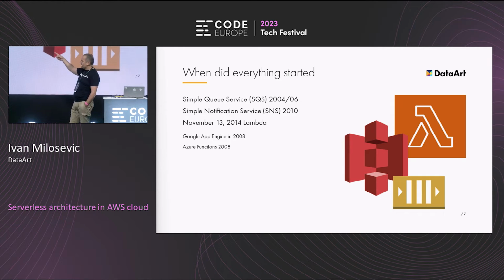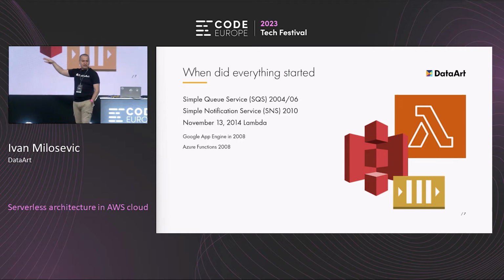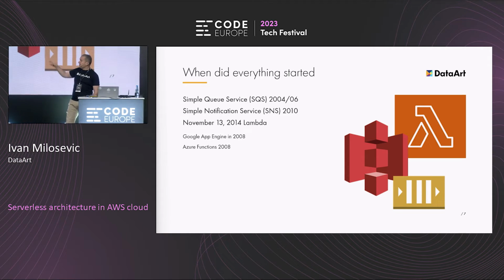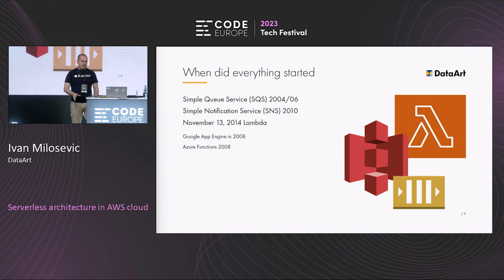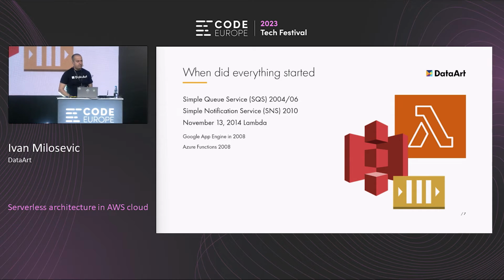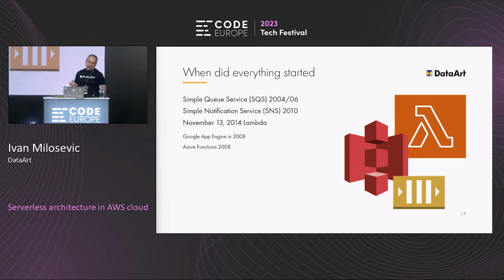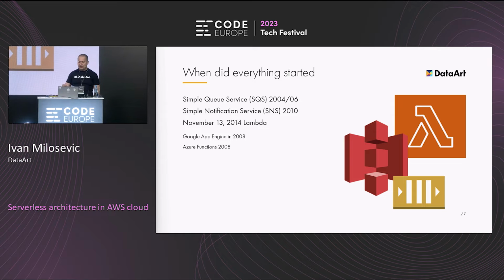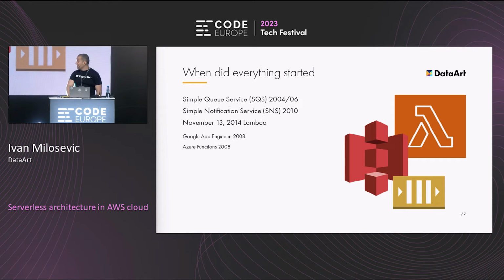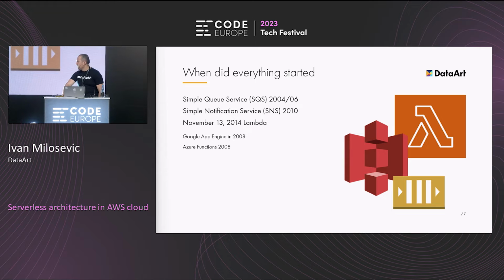See, 2008, Google introduced App Engine, while Microsoft immediately reacts with Azure Functions. So this is a very competitive area, and a lot of key players are actually fighting for the market. So that's why these dates and time might look very interesting.